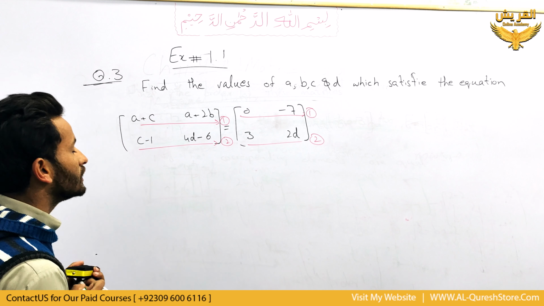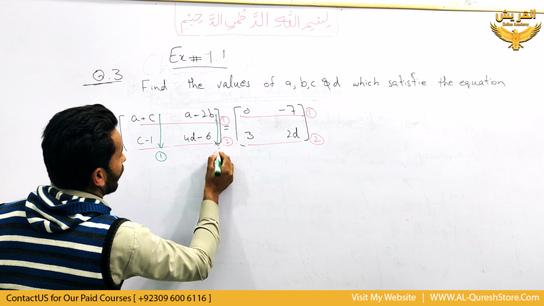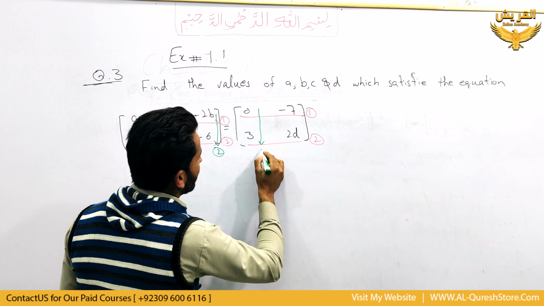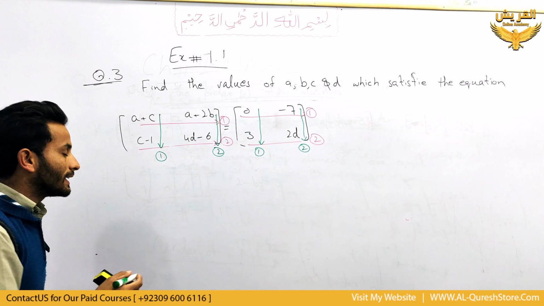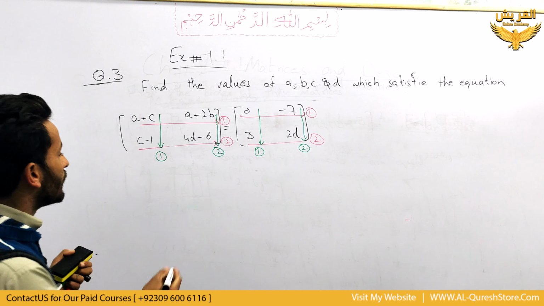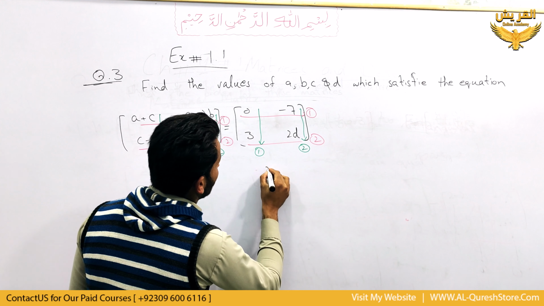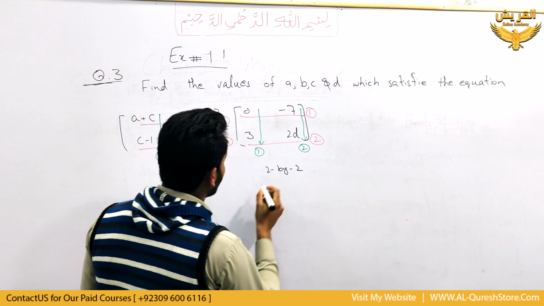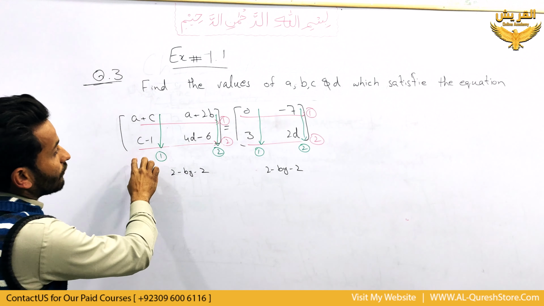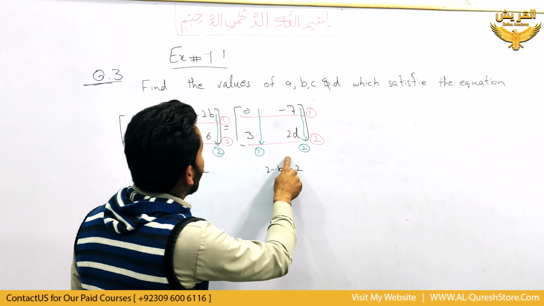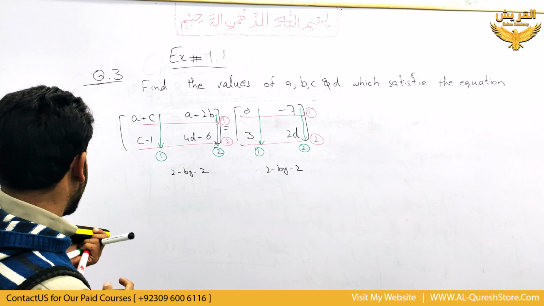Next we have to see their columns, first column and second column. Also here, first column and second column. So the number of columns in both matrices is also the same. So the order of this matrix is 2 by 2 and also this is 2 by 2. The orders of these matrices are equal, which means now we have to confirm their entries. Corresponding entries are also the same.